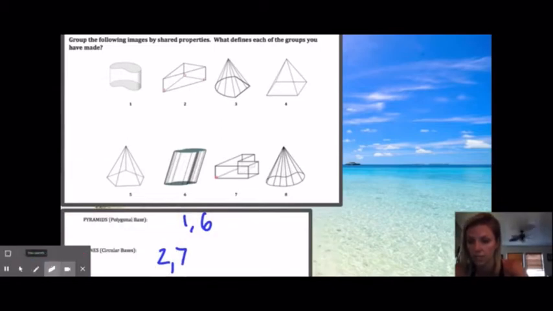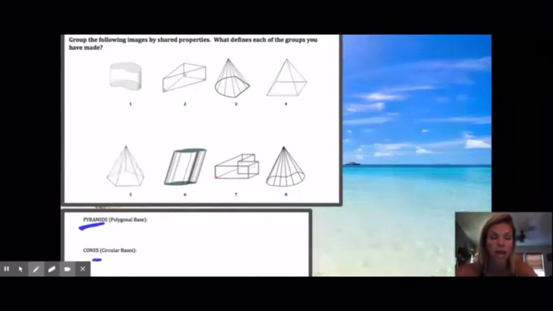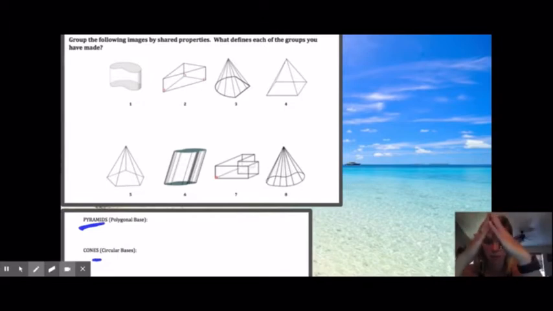Okay, so now on this page, instead of prisms and cylinders, they're asking for pyramids and cones. So pyramid goes to a point, polygon bottom. Cone goes to a point, circular bottom. All right, so number 3 is a cone because the bottom is circular and it goes to a point. Number 4 is a pyramid because it goes to a point and the bottom's a polygon. Number 5 is a pyramid because the bottom is a polygon and it goes to a point. Number 6, we already said, was a cylinder. 7 was a prism. 8, circular base goes to a point. That's a cone.